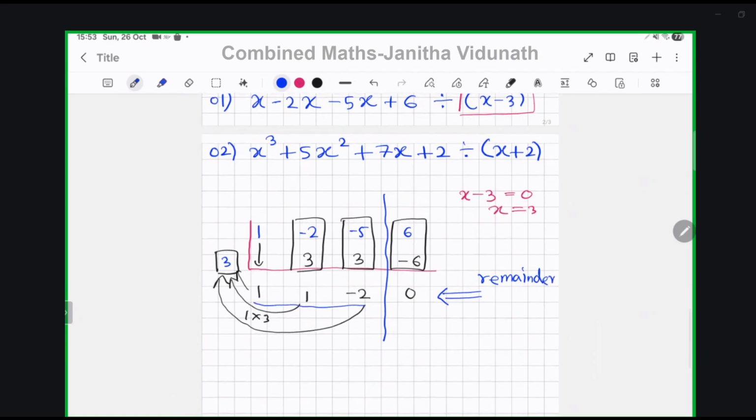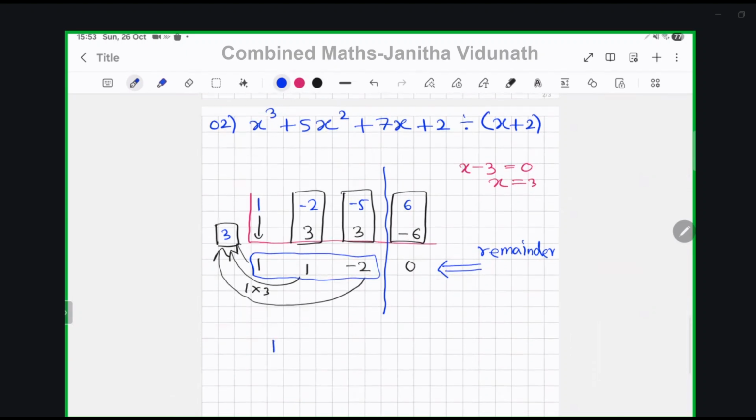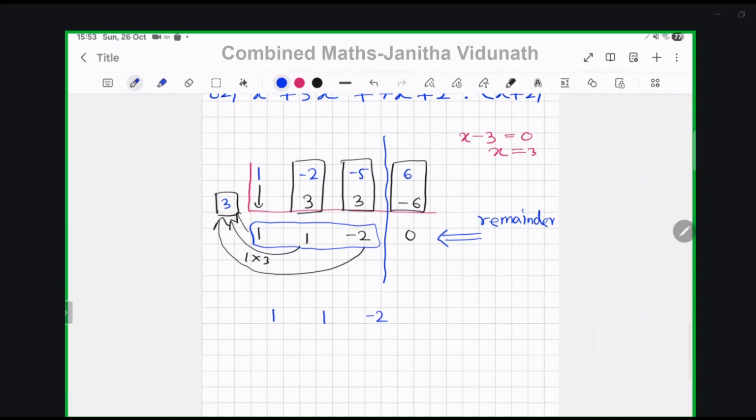Then the other remaining coefficients are the coefficients of the quotient. That means 1 and minus 2. That means our final answer should be minus 2 times x to the power 0, 1 times x to the power 1, 1 times x to the power 2. That means x square plus x minus 2. This is the quotient.